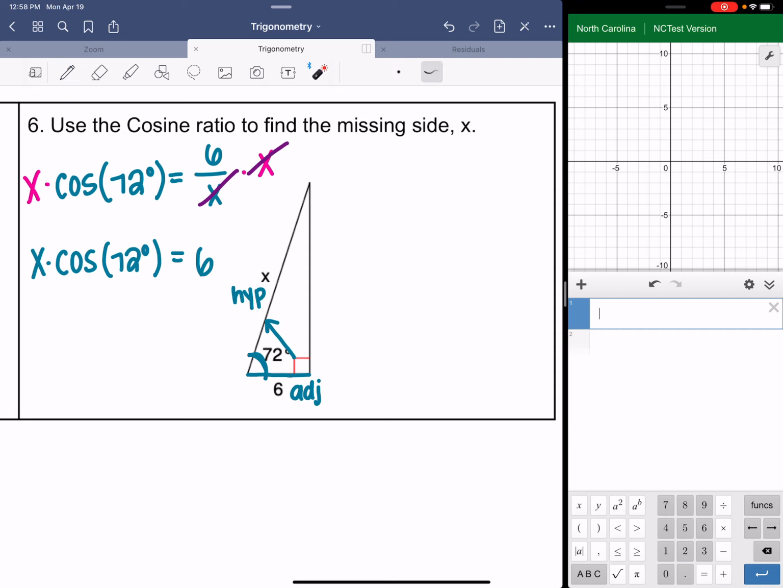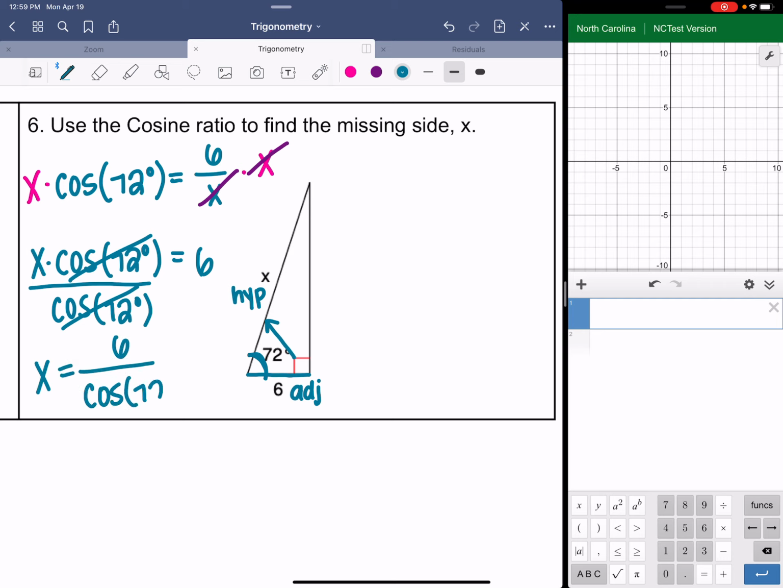Now we're still trying to get x by itself, and since we have x times the cosine of 72, we're going to divide out the cosine of 72 on each side. And I didn't leave myself quite enough room there, but it's going to cross out on this side, and it's going to leave us with x equals 6 over cosine of 72 degrees.